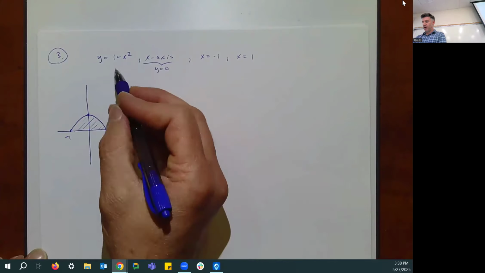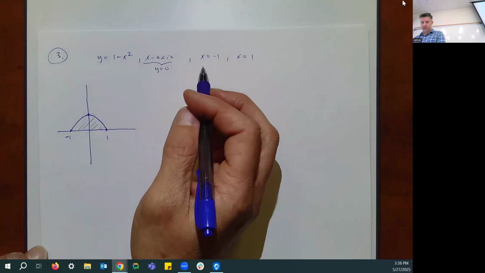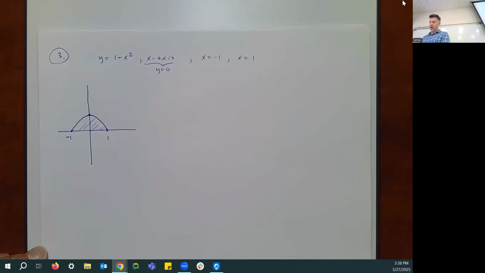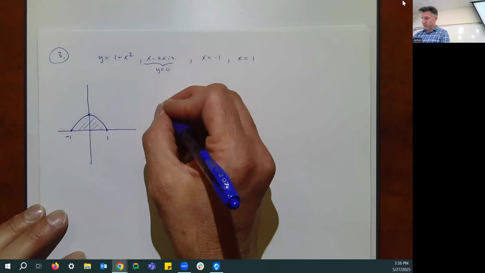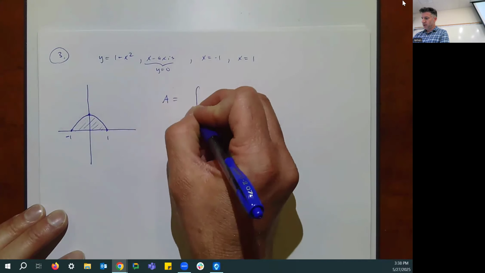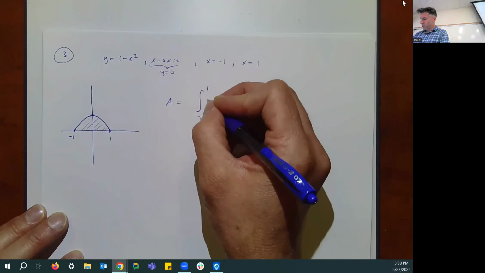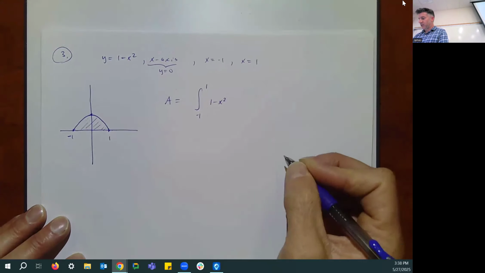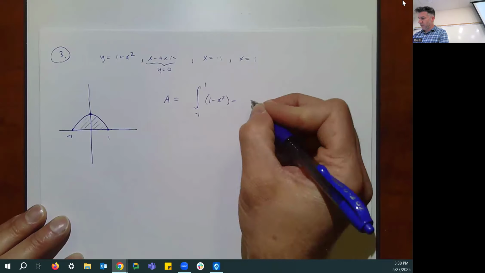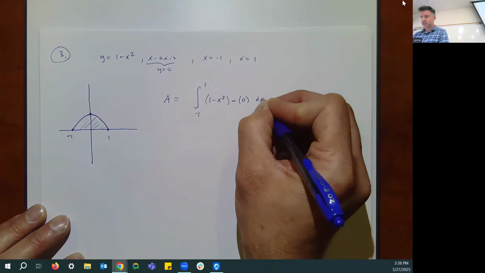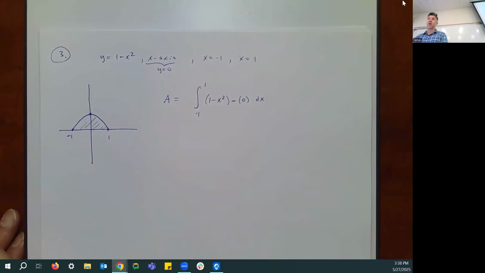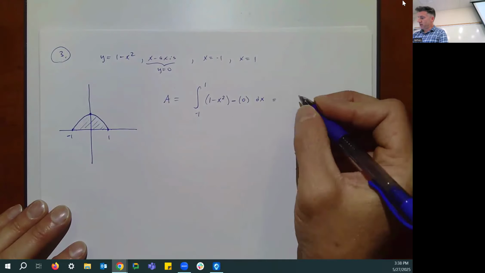Bounded above by 1 minus x squared, below by the x-axis. Find the area of the given region. Okay, so the area should be not too terrible. It's just the integral from -1 to 1 of our function, 1 minus x squared, minus our bottom function, which is 0. When you're finding the area between two curves, it's the integral of the top curve minus the bottom curve. Just in this case, the bottom curve is the x-axis, which is y equals 0. And that's not bad at all.